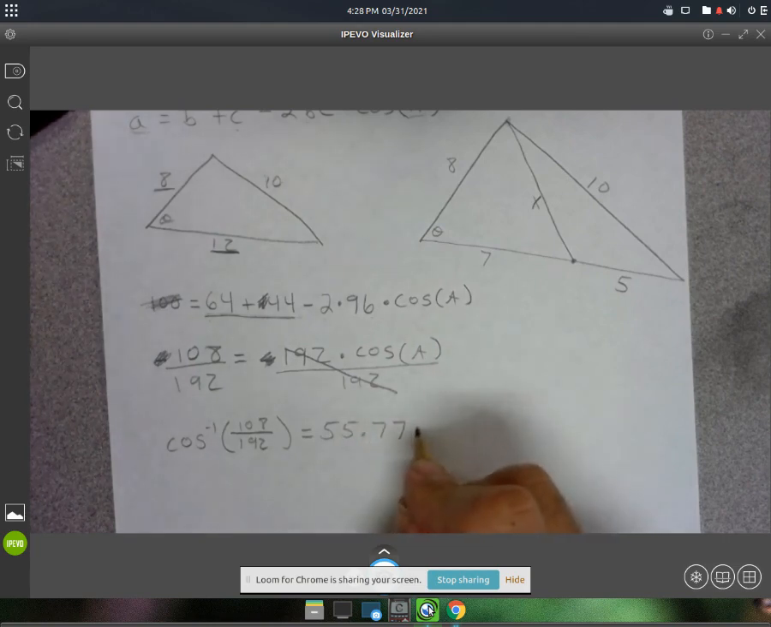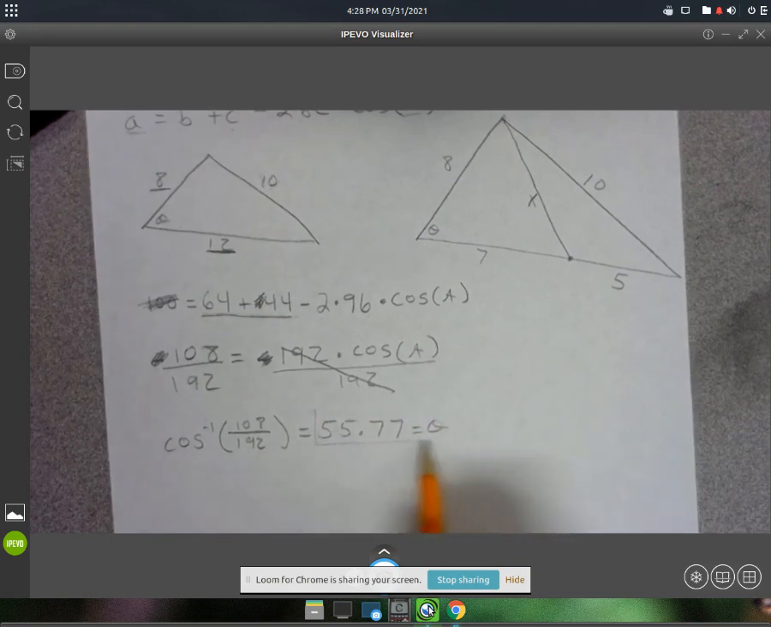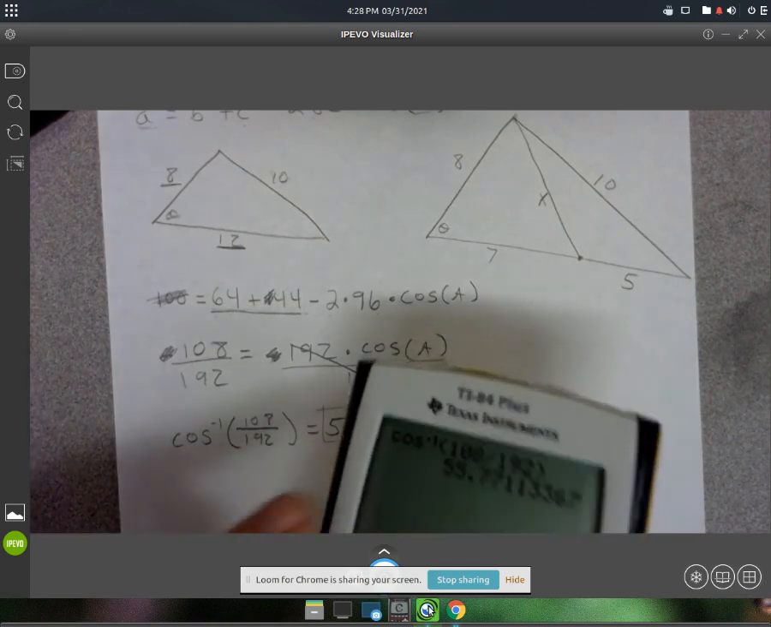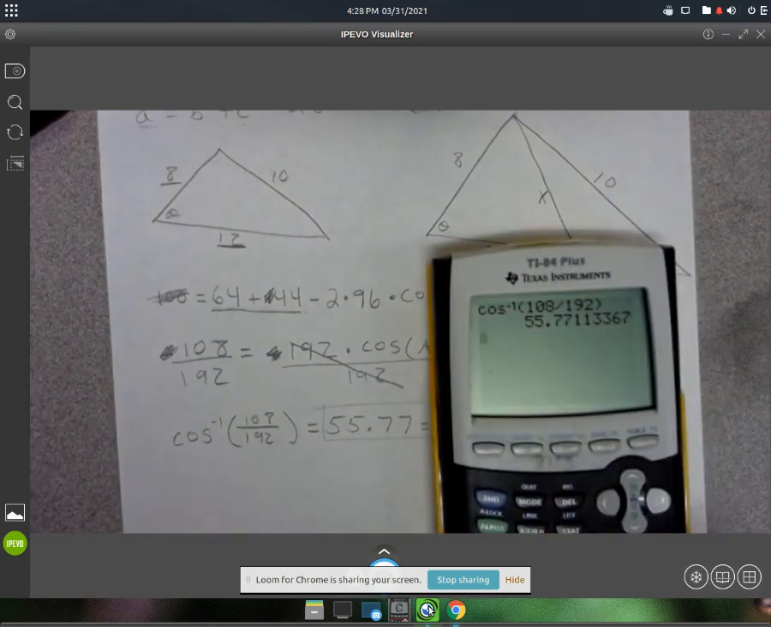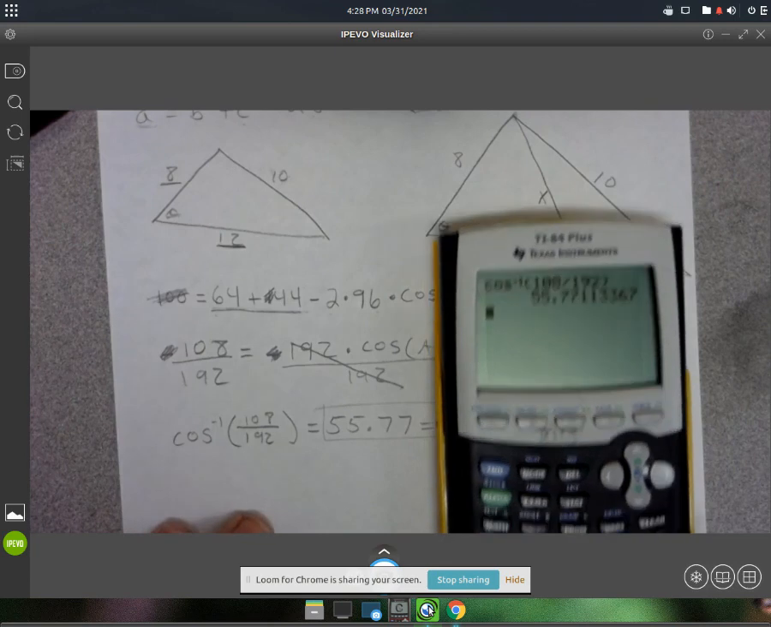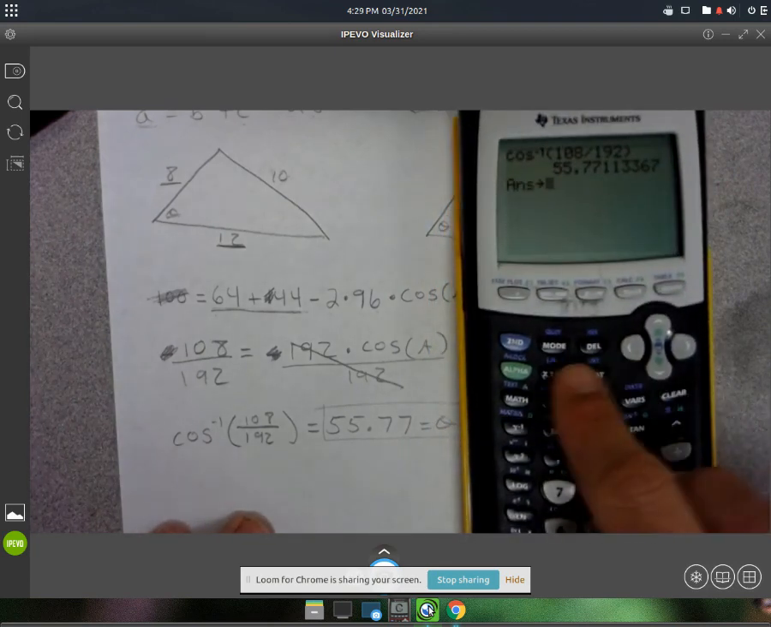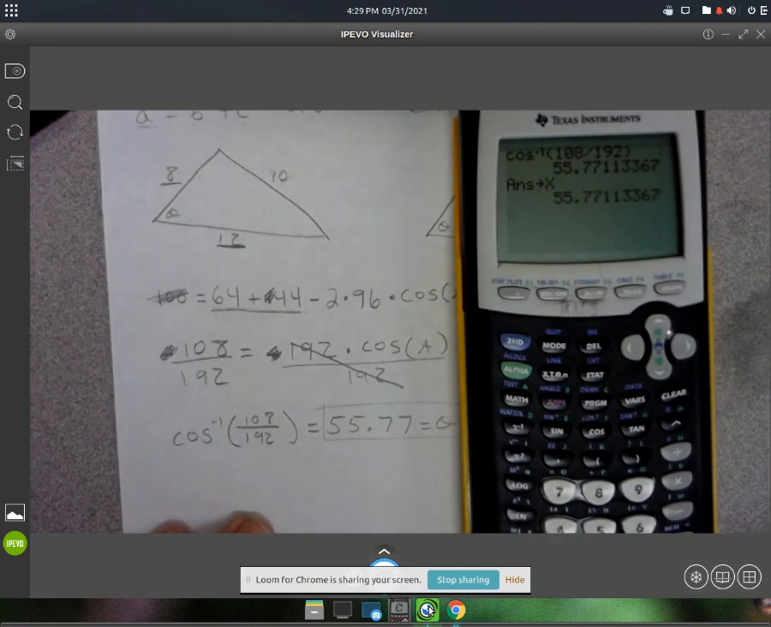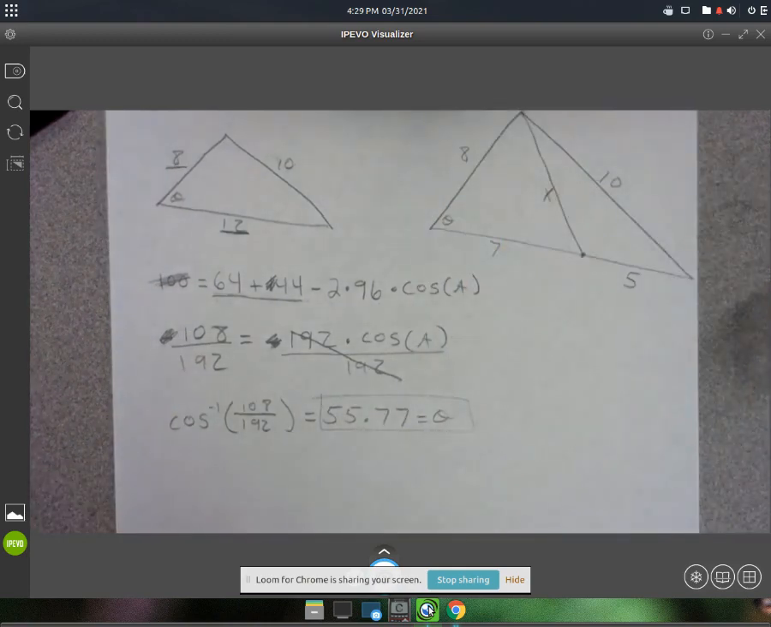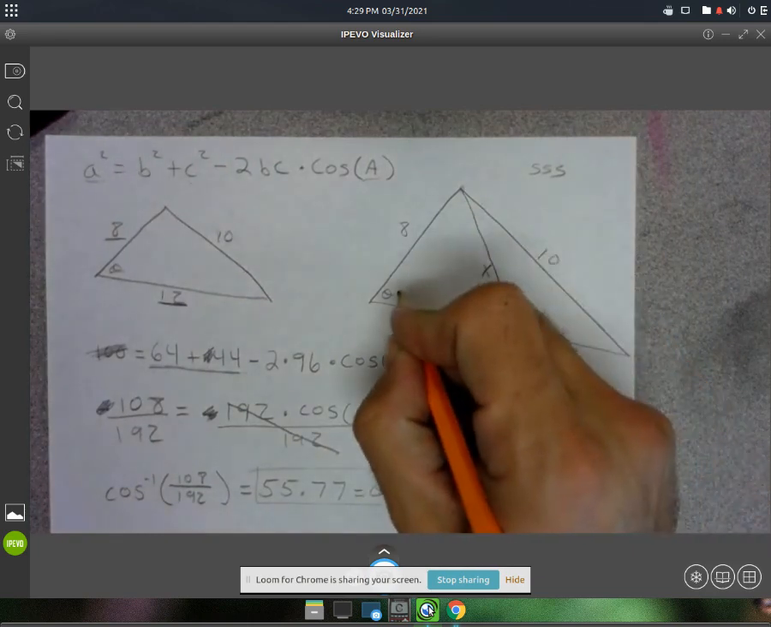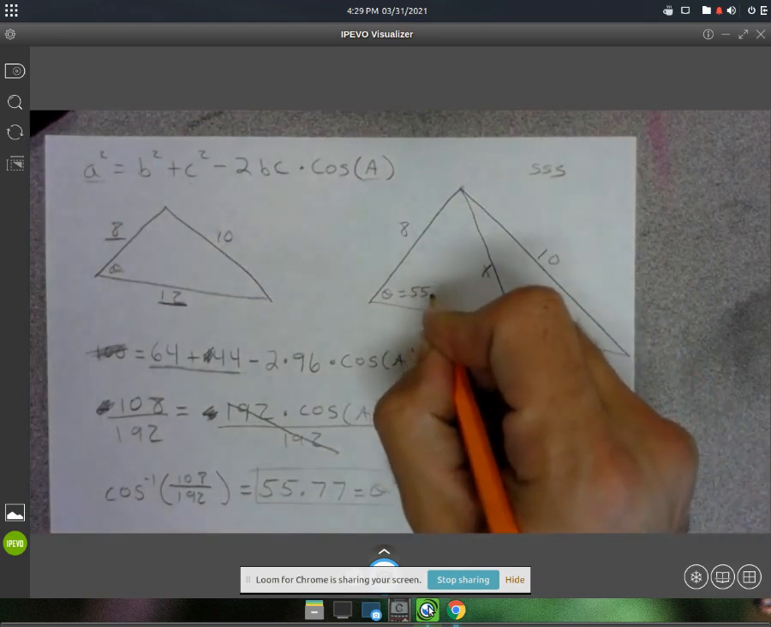And if you wanted to, you could store that to theta or store that to x on your calculator if it would help you. That way your answer would be more exact. I just hit the store button and then X. It might help you if you want to get your answer as close as you can. So now I've got this one.